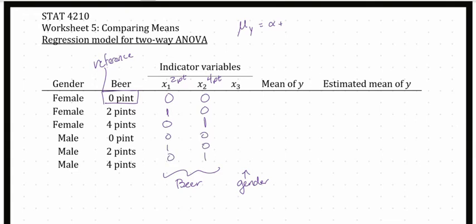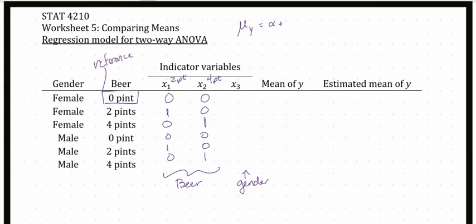Just like for the females, a male who has had 0 pints has not had 2 or 4 pints, so their x1 and x2 should both be 0. A male who has had 2 pints has had 2 pints, has not had 4 pints, so the 2 pint indicator should be 1 and the 4 pint indicator should be 0. And the male who has had 4 pints has not had 2 pints, so the 2 pint indicator x1 should be 0, and the 4 pint indicator x2 should be 1.